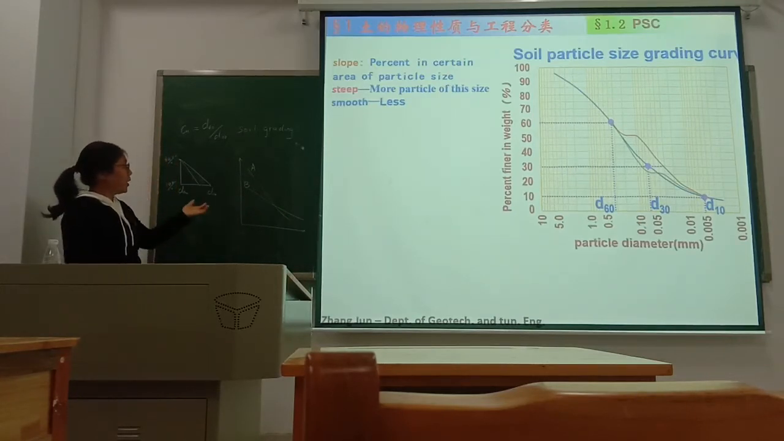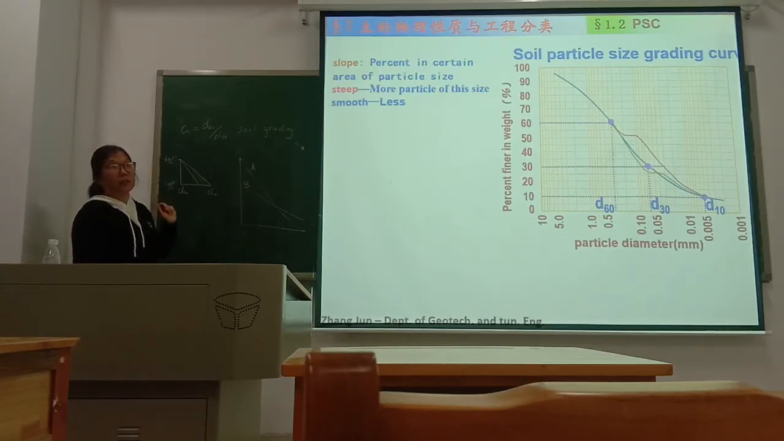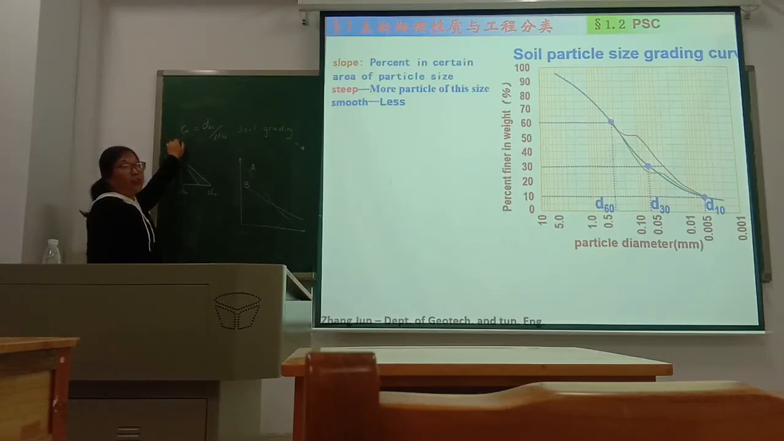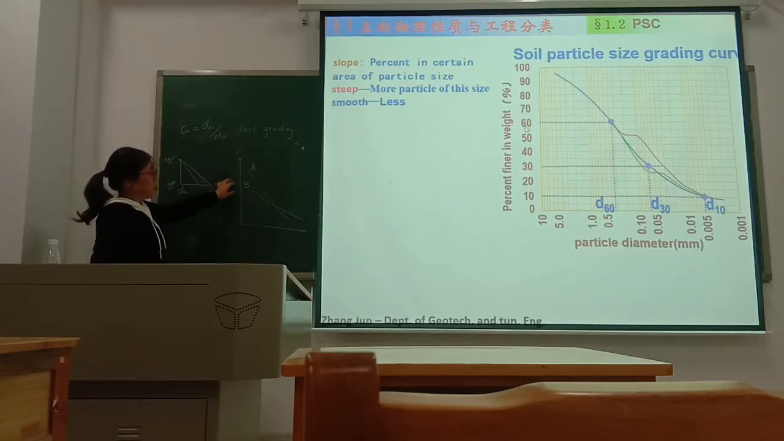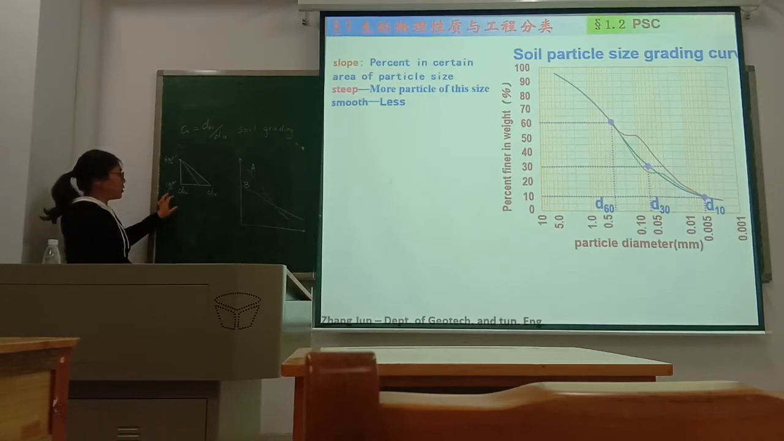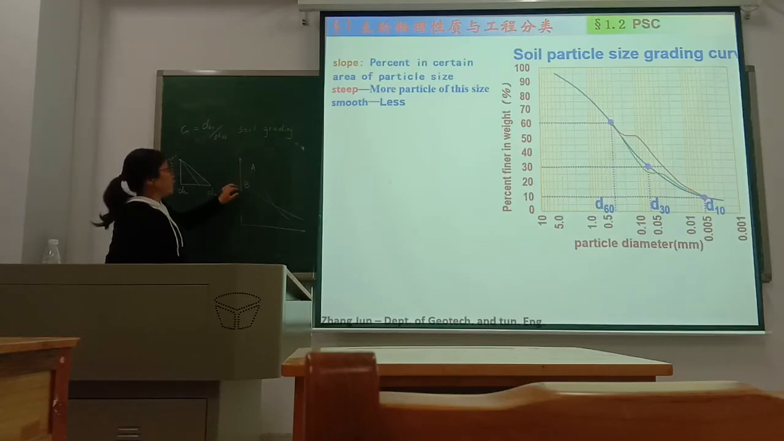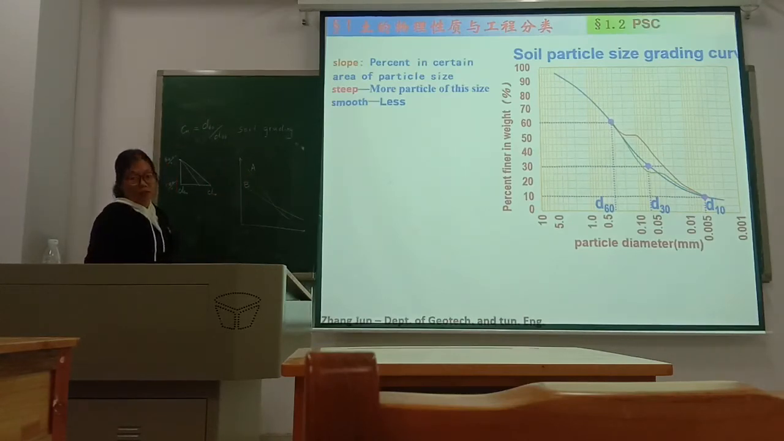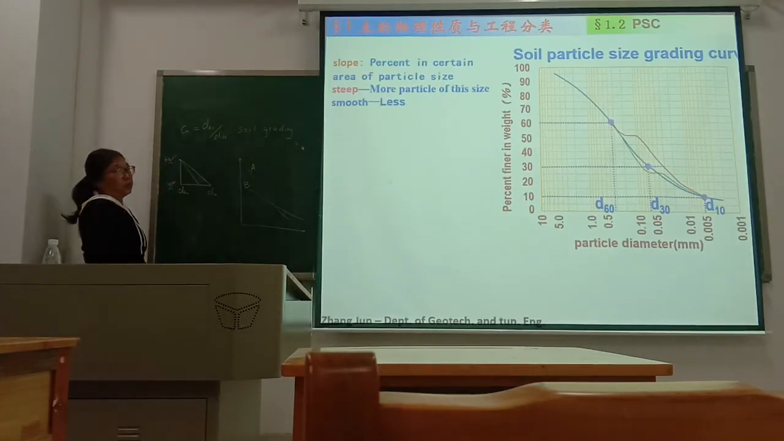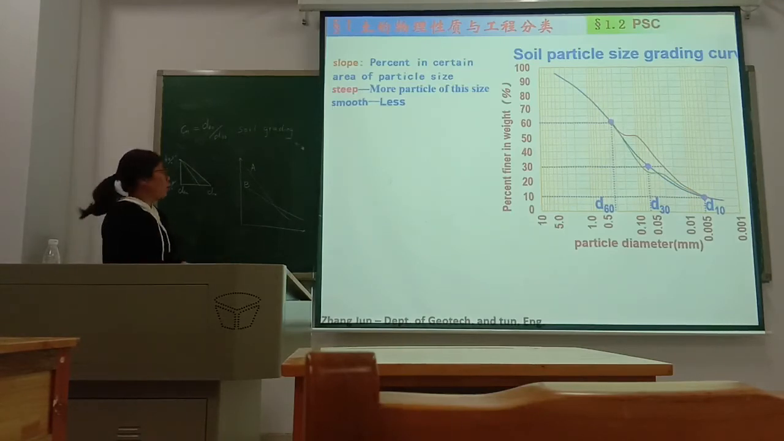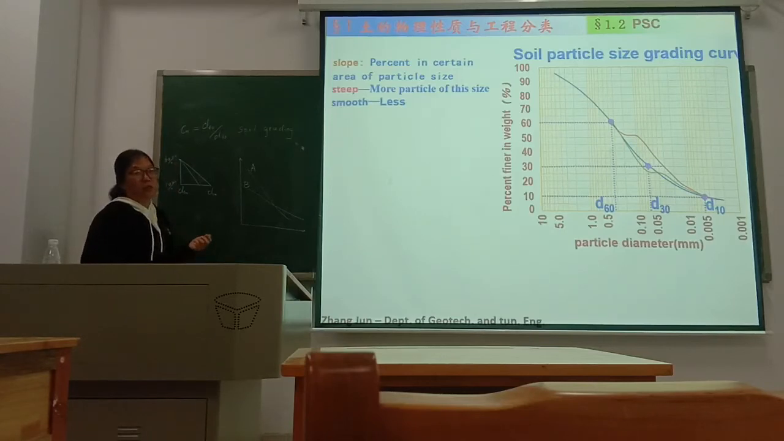Why does B have good gradation? Because the value of Cu is bigger. Okay, represented in a certain percentage, the particle size has a big range. So because it has a good gradation, we use the values of Cu to assess the soil gradation. Or we can use the figure or the curve to assess the soil gradation.